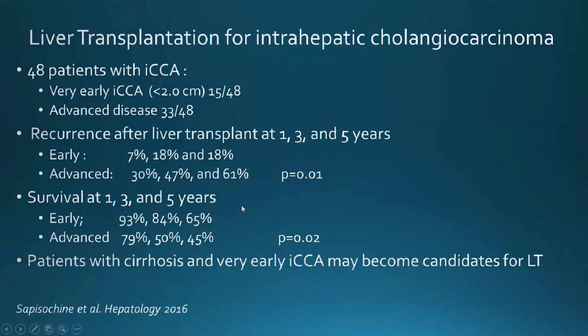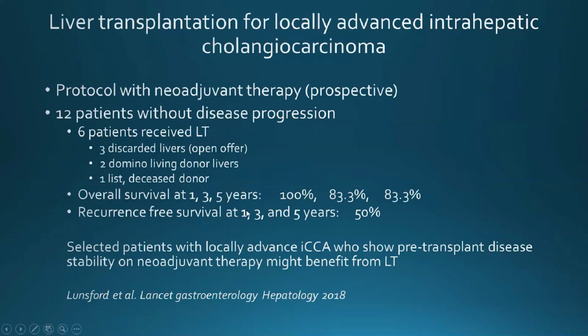Also, another group in Texas did extensive chemotherapy. They gave neoadjuvant therapy to patients with intrahepatic cholangiocarcinoma. 12 patients showed no disease recurrence, no disease progression on chemotherapy, and out of these patients, 6 received liver transplant, and overall survival was 83% in 5 years, which is pretty good for intrahepatic cholangiocarcinoma, and disease recurrence-free survival at 5 years was 50%, which is again good.